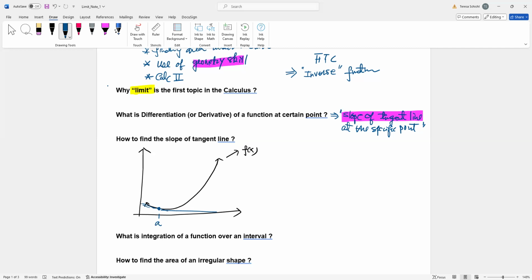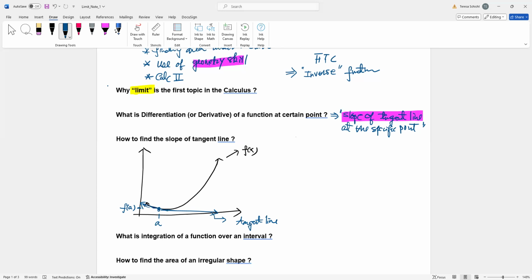Okay, so this is the tangent line. A tangent line means you touch the curve at one point, right? And I want to find the slope. So if here I know I have a function value f of a, how do I find the tangent line? How do I find the slope?